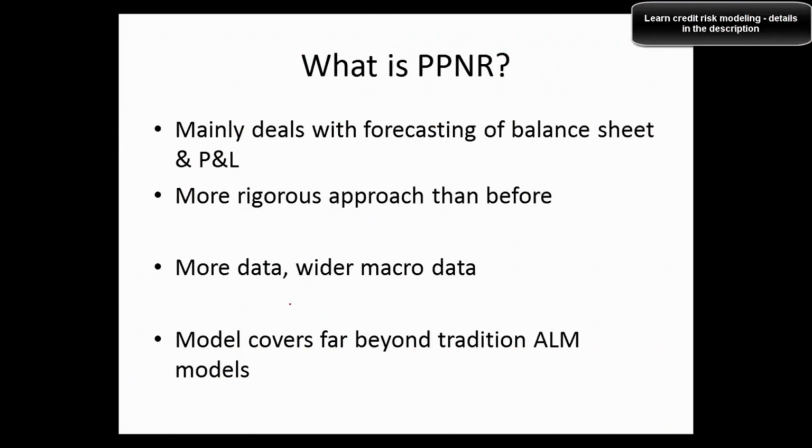What is PPNR? Pre-provisioning net revenue. It mainly deals with the forecasting of the balance sheet or the profit and loss. It's more rigorous than before. There was balance sheet modeling before PPNR, but the Federal Reserve came back with a much more rigorous approach than what was available previously. There's more data, there's wider macro data, and that's what is important. The model covers far beyond traditional ALM modeling. Often one question that is asked is, how is PPNR different from the traditional ALM modeling? You can do more research about how they're different.